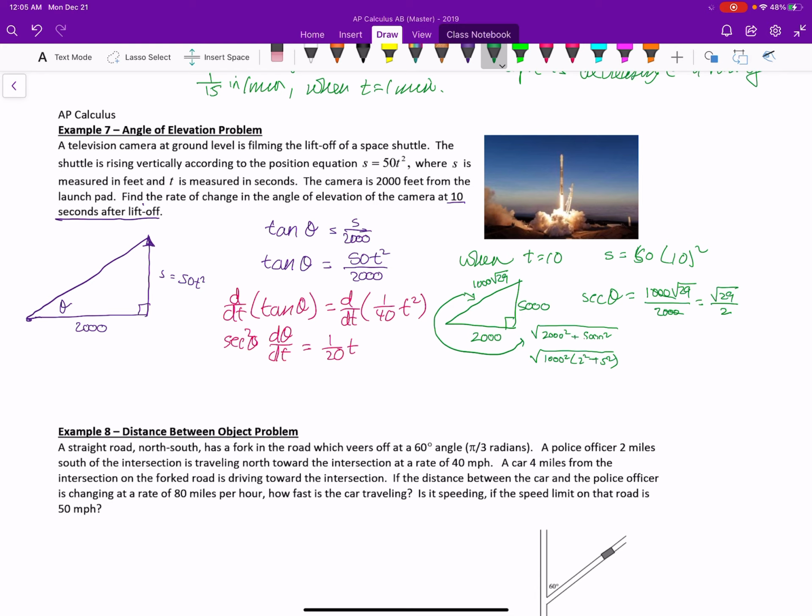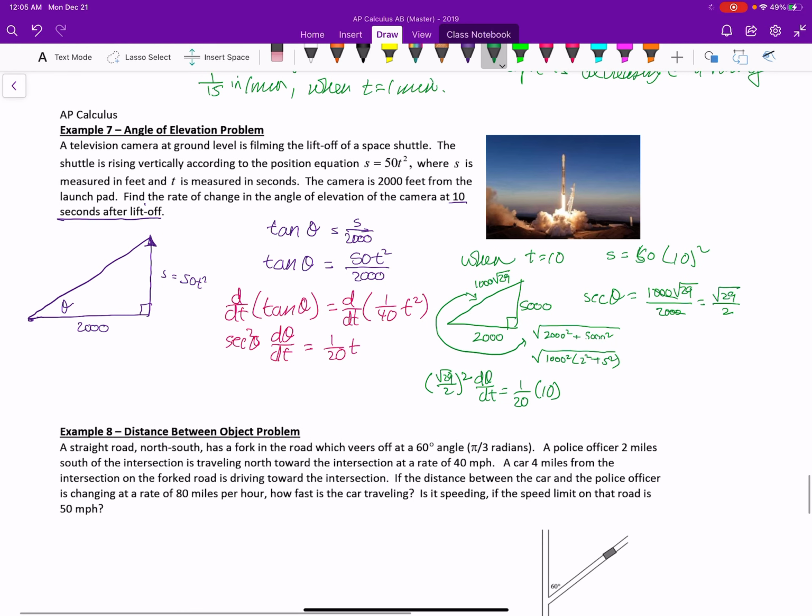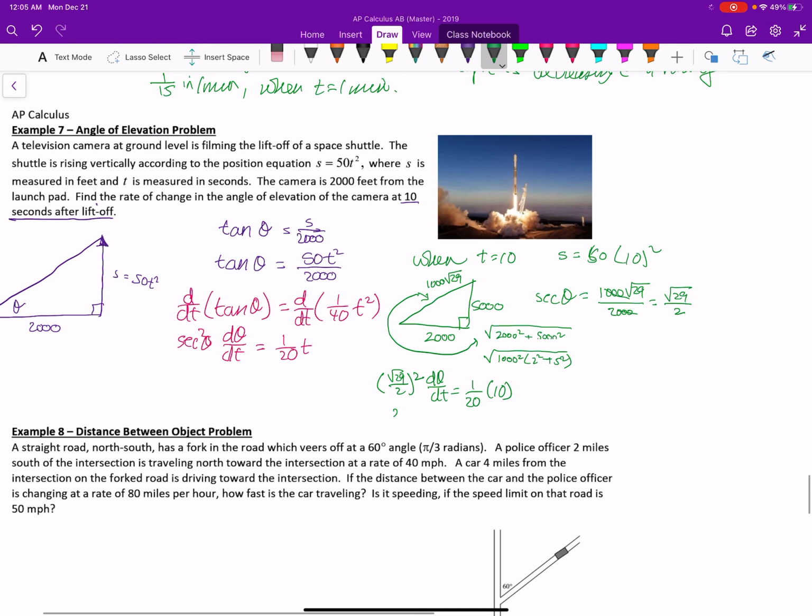Okay, so let's put all of that in. We get the square root of 29 over 2, squared, d theta dt is equal to 1 over 20 times 10. I'm just substituting in. So we get 29 over 4 d theta dt is equal to 1/2. So our d theta dt is equal to 2 over 29, I think. 2 over 29. And this is what we were talking about before. It's going to be radians per second in the units for that.